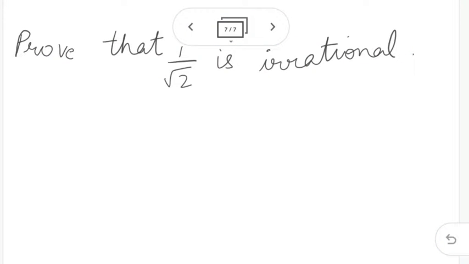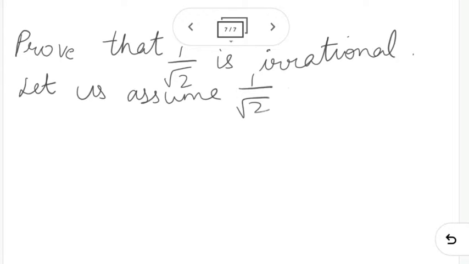So let's try one more. Here we want to prove that 1 by root 2 is irrational. Now we know 1 is a rational number, but root 2 is irrational. So when we divide a rational number with an irrational number, then also the result is irrational. Now how are we going to prove it? So the steps for the proof are the same. First of all, we will assume that 1 by root 2 is rational.